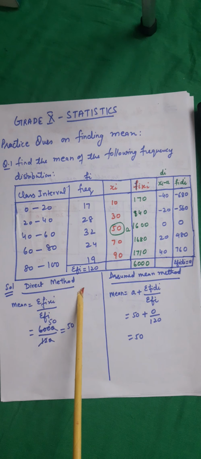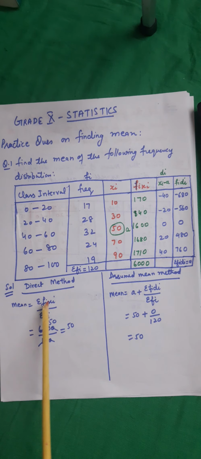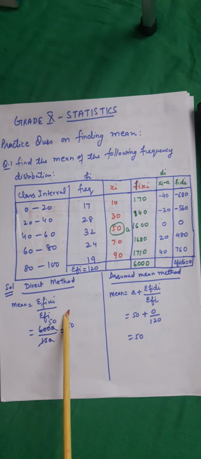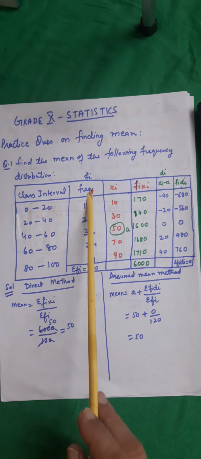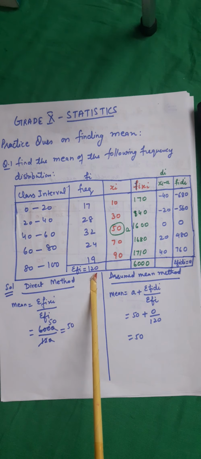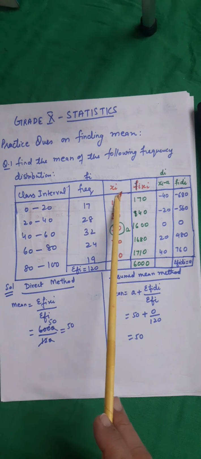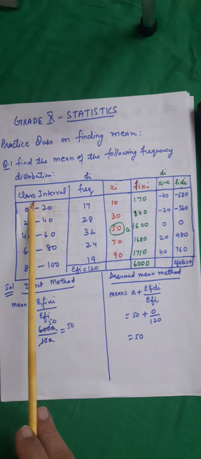Now for the direct method, we want the mean. What is the formula? Mean is equal to sigma fi xi upon sigma fi. Let us find, for this we want sigma fi. Let us calculate that. That comes out to be 120. Then we want to calculate xi. For xi, I told you what we have to do. It is the mid value of the interval.